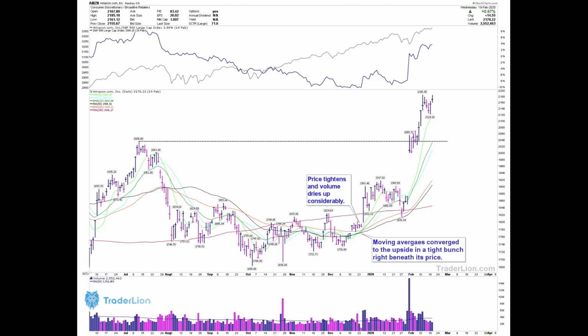And what you want to see at that point is also constructive price volume action. As you can see right here, we've got price tightening up and you've got considerable dry up in volume. It looks like the lowest volume we can see on this chart, which stretches back long enough that it makes this significant. In any event, we've got the moving averages converged to the upside in a tight bunch here.